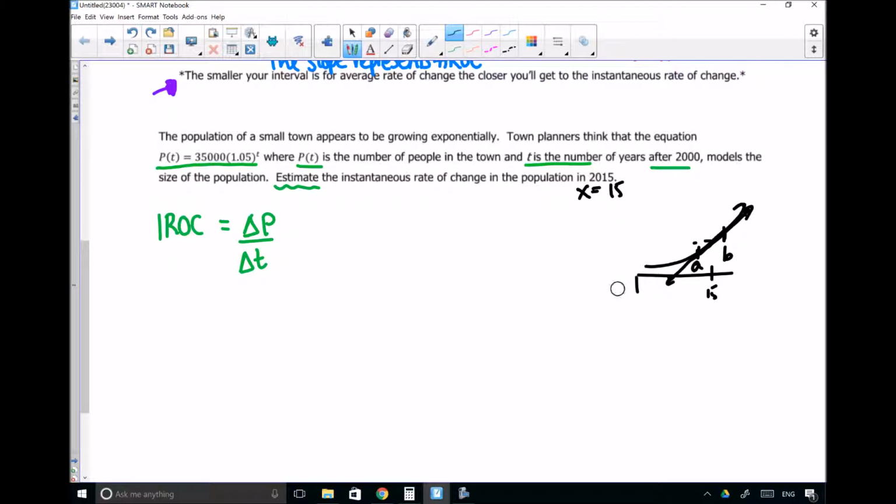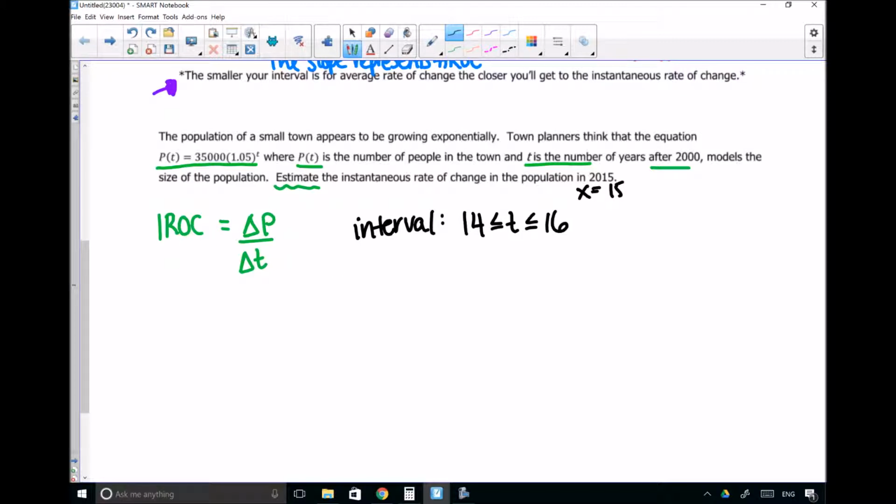Since I'm going to do an interval, I'm going to go a little bit above 15 and a little bit below 15. So my interval is going to be from 14, let's just try from 14 all the way to 16. Remember, to find delta P, I'm going to do P of 16 minus P of 14, and then to find delta T, I would just do 16 minus 14. So this is going to be my instantaneous rate of change, but since it's an estimate, I'm going to say it's approximately equal to this. Okay, so let's go ahead and calculate our values.